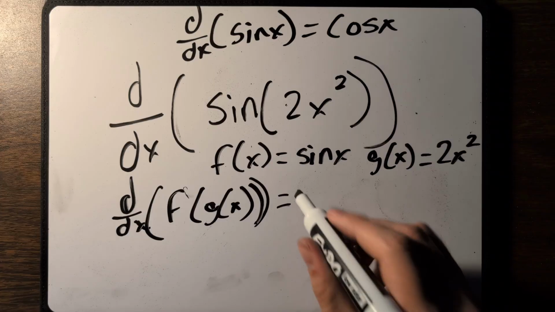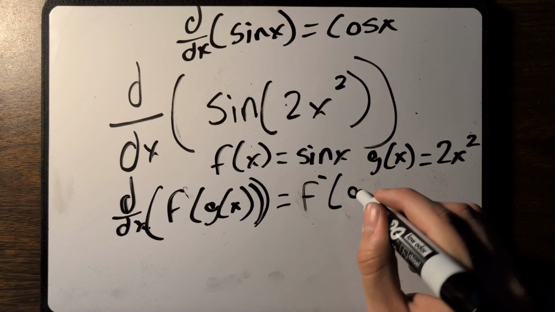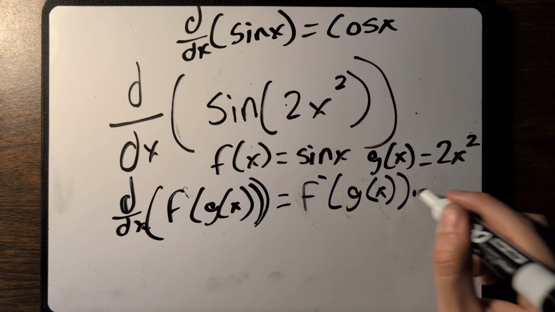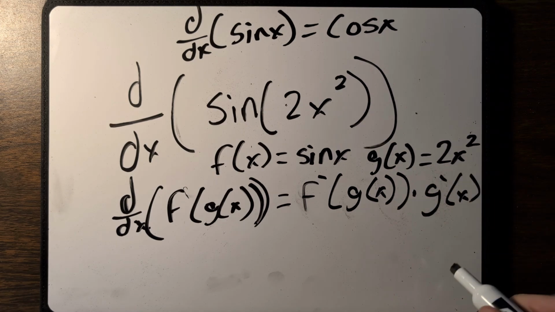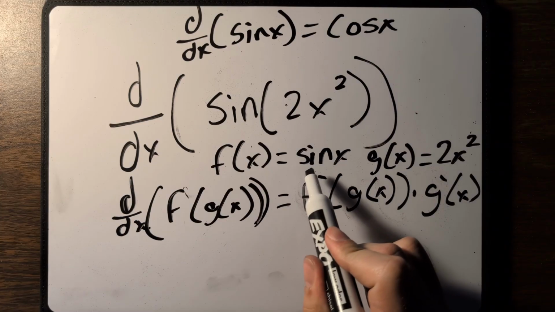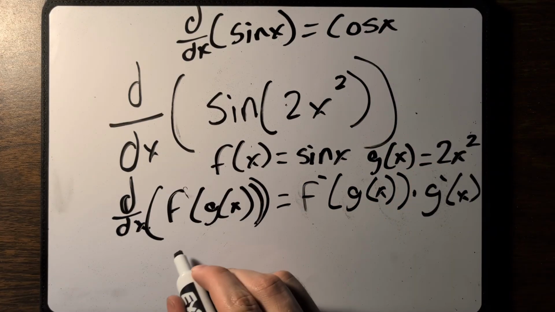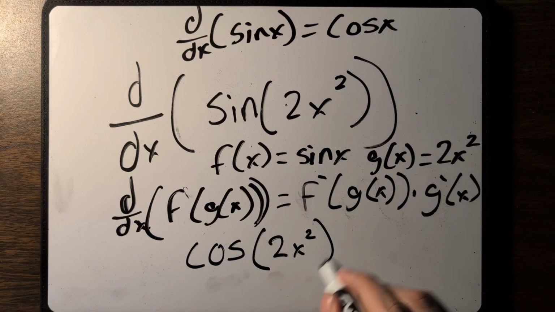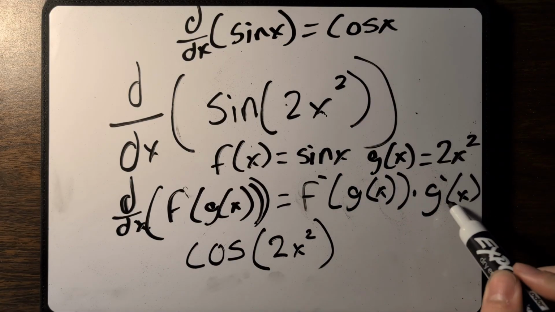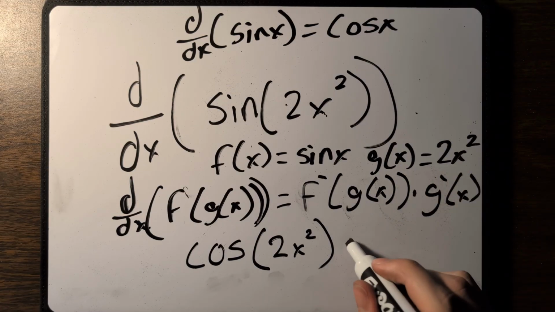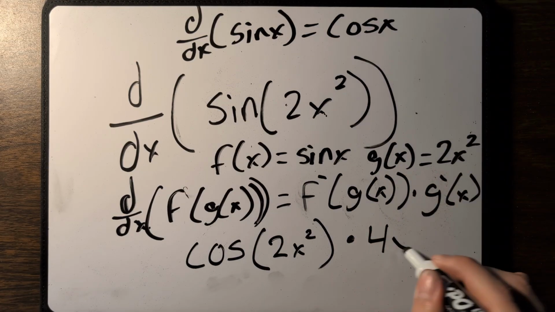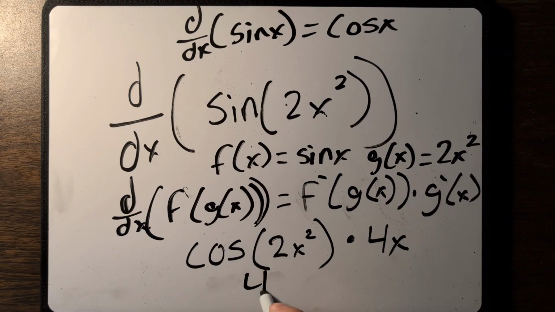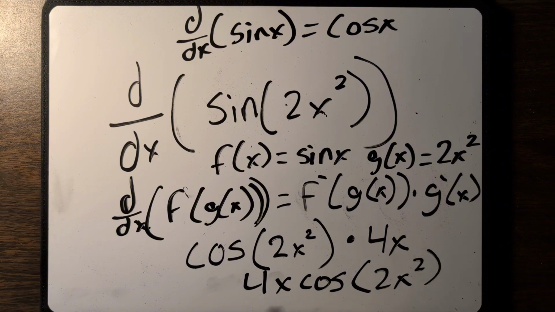So let's do that. Let's take the derivative and pretend like nothing happened, and then multiply by the derivative of the inside function. What this is going to look like is the derivative of sine of x, we just said that, is cosine of x, but we just plug in our inside function from before. Then we multiply by g prime of x. Well, in this case, g prime of x is just going to be 4x. We can rearrange. We have 4x cosine 2x squared.